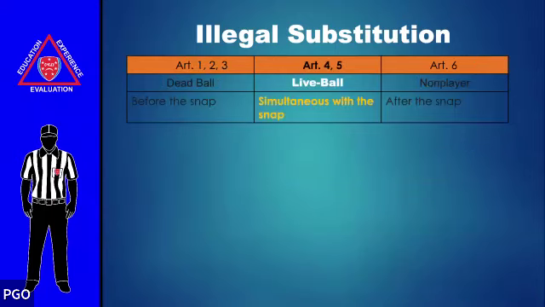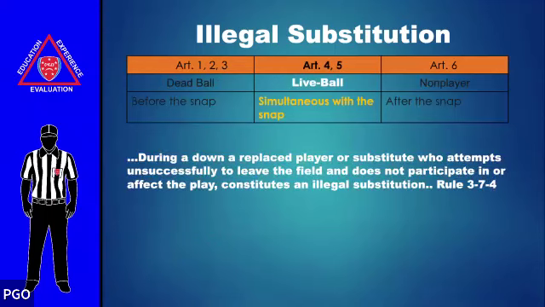All right. So let's look at live ball foul simultaneously with the snap. During a down, a replaced player or substitute who attempts unsuccessfully to leave the field and does not participate in or affect the play constitutes illegal substitution. That's a classic one, right? And it typically only happens on defense because offense controls the football, the snap.